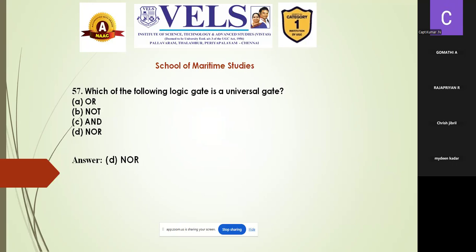Our next question is, which of the following logic gates is a universal gate? We know that the NOR gate and NAND gate are called universal gates because they can be used to build any logic gate. The basic logic gates are AND gate, OR gate, and NOT gate. These are the basic logic gates, and the universal logic gates are NOR gate and NAND gate.